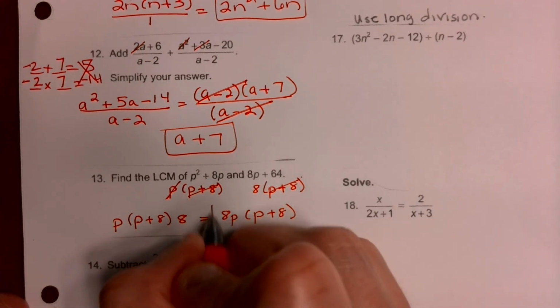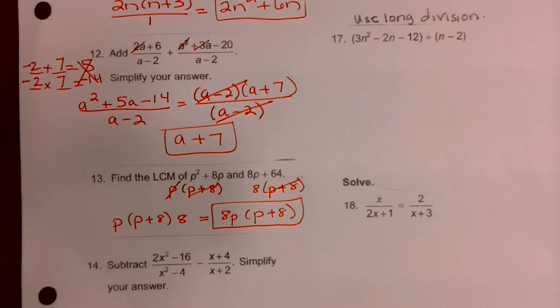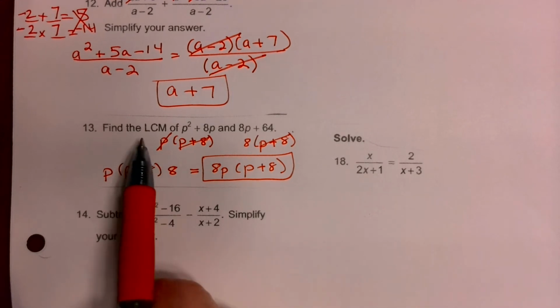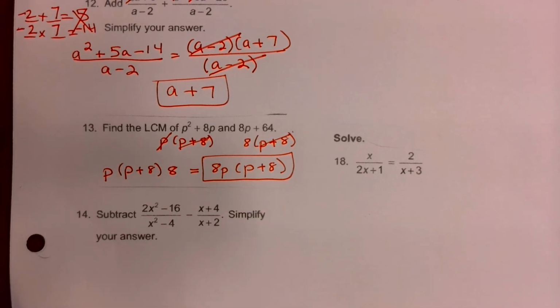And we can just leave it written just like that. If you did multiply that out, I would not mark it wrong. Because that might be the easiest way to remember, just to always get rid of the parentheses. But for the least common multiple, I don't mind seeing it written like that. All right, so we need to subtract.